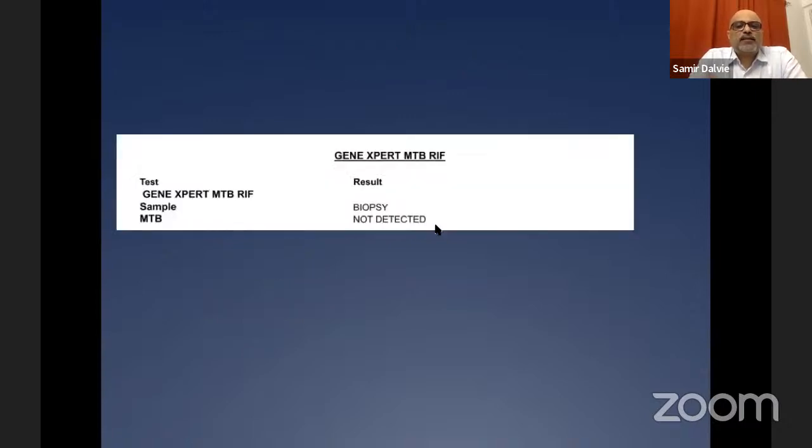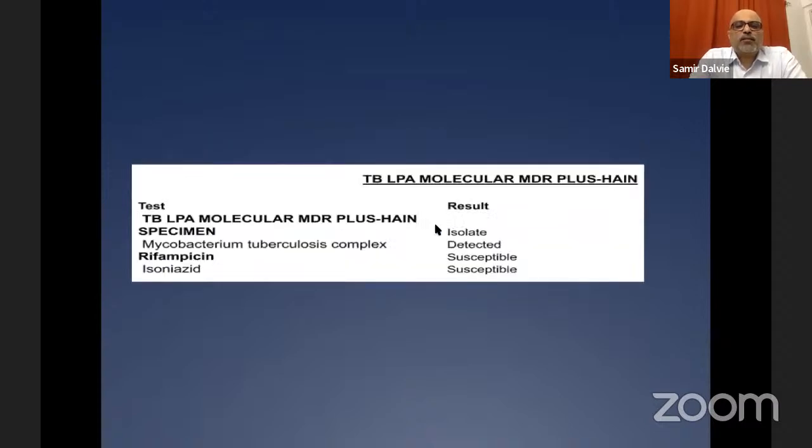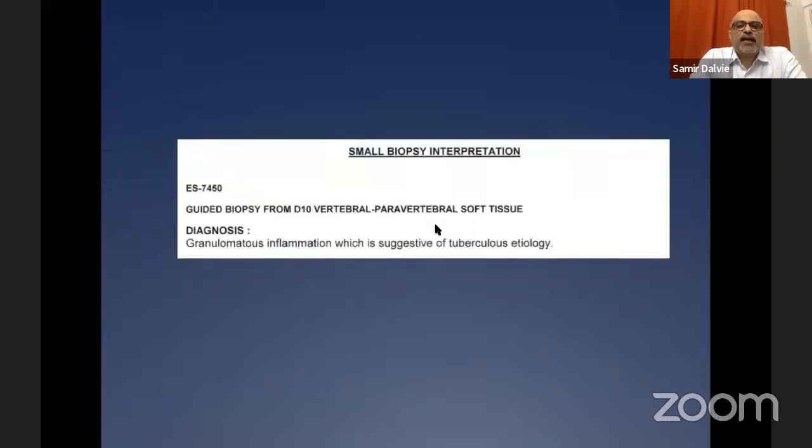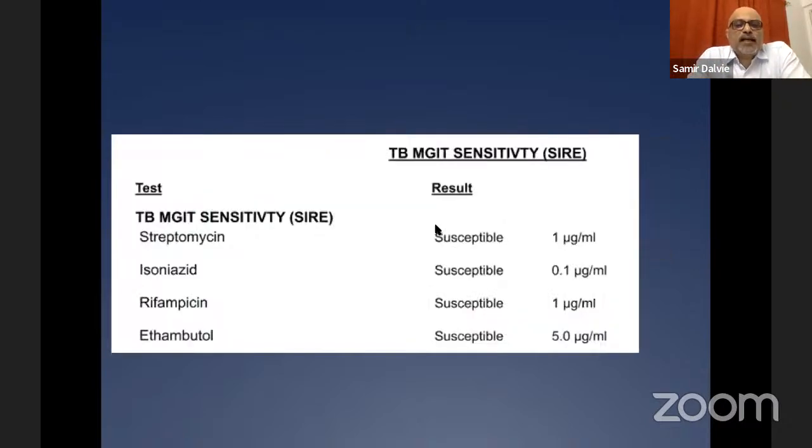So this patient had the biopsy not detected, but it was detected finally on the LPA. So here it was detected, it was susceptible to rifampicin and INH, and the biopsy as well showed a granulomatous inflammation. So if the histologist sees granulomas and caseative necrosis, that is a very, very good indicator of it being TB. And what is important is the culture, and once the culture is positive, you have to do the sensitivity testing for the drugs. And for instance, this one was sensitive to the primary line of AKT.